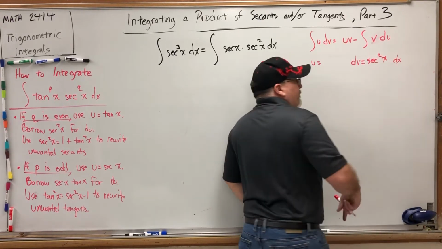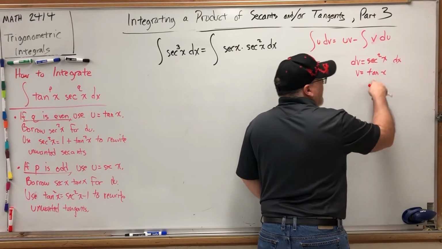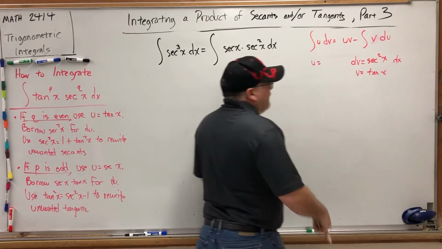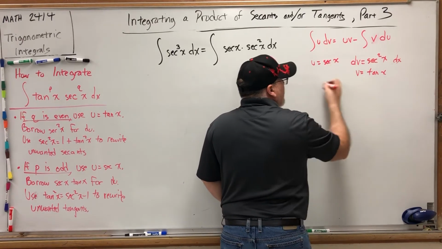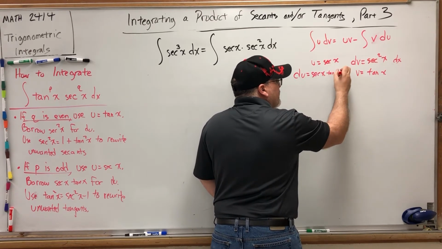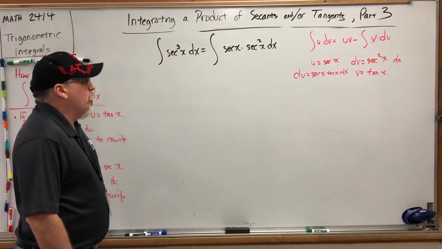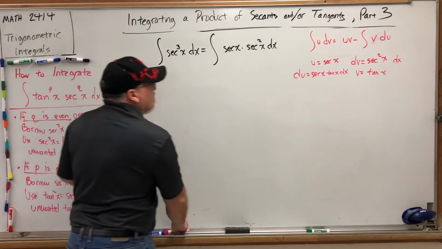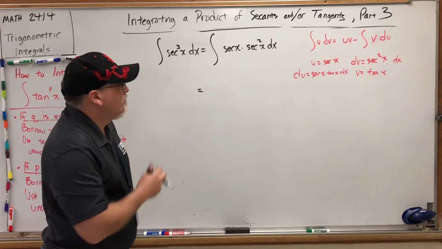Oh, wait a minute. That's just the derivative of tangent, so v is equal to tangent x. I'm not too worried about putting that in there. But if dv is secant squared x, then u is secant of x, which means du is secant x tangent x dx. All right, well, at least there's no natural logs. So let's set up integration by parts using this particular setup.